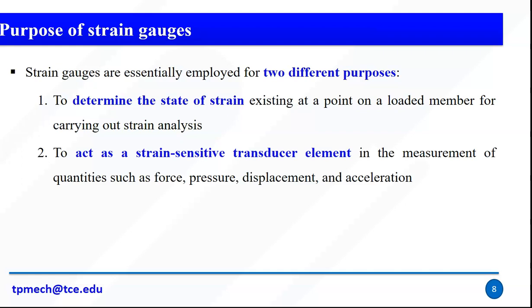The second one is to act as a strain sensitive transducer element in the measurement of quantities such as force, pressure, displacement, and acceleration. So the first one is used to determine the strain. The second function is that it acts as a strain sensitive transducer element. Again, we know that if I measure temperature, the instrument should be sensitive to temperature alone, not other parameters. If it is sensitive to other factors and reacts to them, the values may change, so errors will happen.